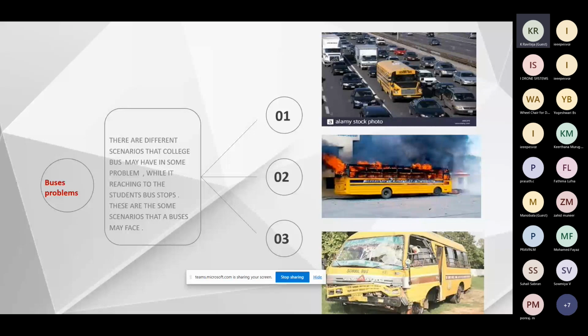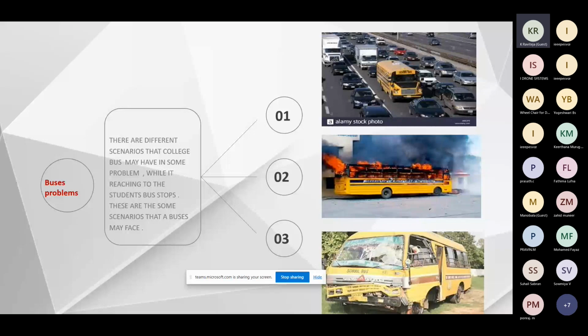And these are some bus problem scenarios for the lateness of the bus: they may get stuck in traffic, or some fire accident or something may happen, or an accident may happen. So these are some of the scenarios where the bus will be late. And next, my friend Harish will talk about the advantages and disadvantages.